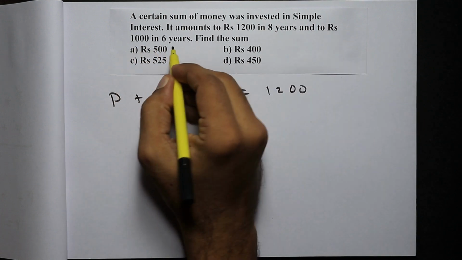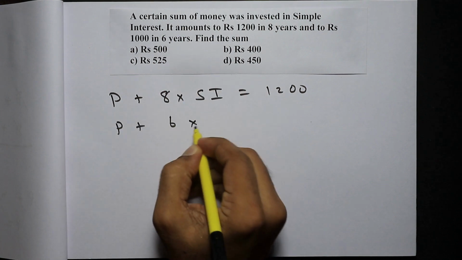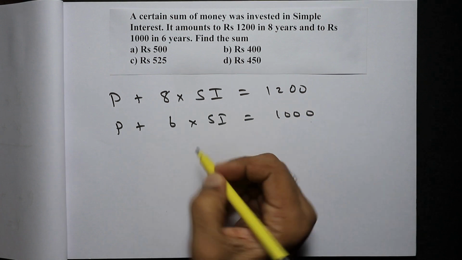And to rupees 1000 in 6 years. So the second equation is P plus 6 years. Every year you are getting SI and it becomes 1000 in 6 years.